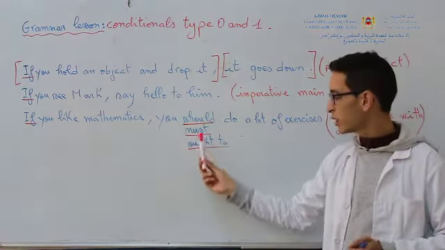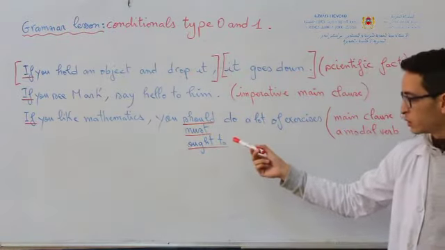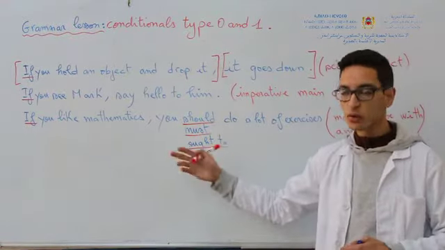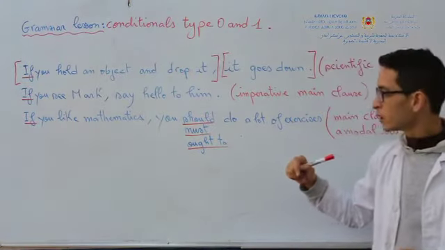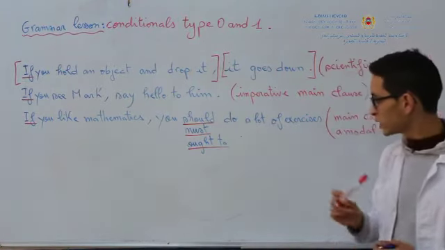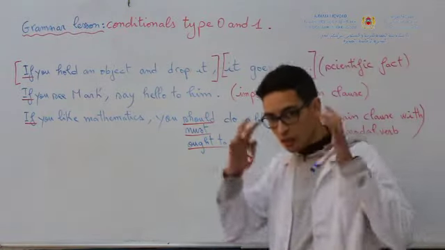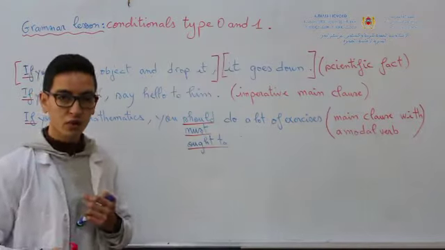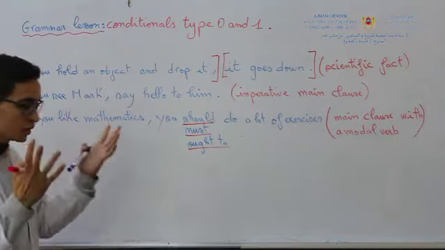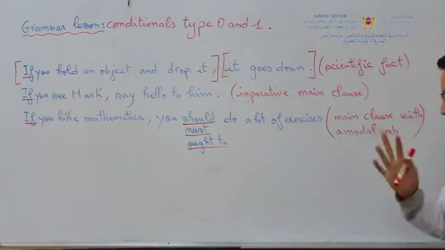So here, as you can see, we have just a series of modal verbs, sometimes called auxiliaries. If you have auxiliaries, you can also use them with conditional type 0. So as you have here, you should do a lot of exercises, or you should pay a lot of attention in the classroom, because mathematics is usually abstract and it's not tangible. So you should have an abstract-minded vision, if you like.